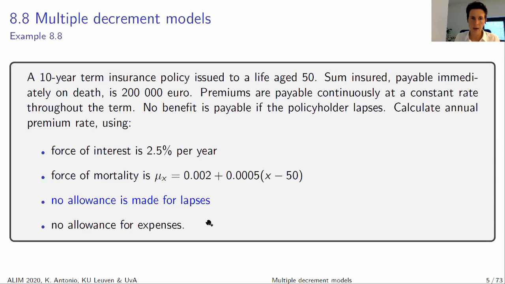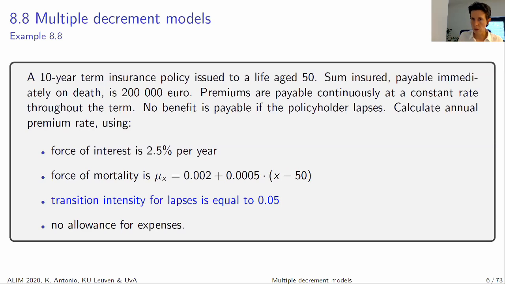If I go to the second half of my exercise, then I will see that there is a certain transition intensity for lapses given. And in this case, it's equal to a constant 5%. So here I need to design my model in such a way that I can take both the transitions from alive to dead into account, as well as the transitions from alive to the lapsed state. And of course, the whole idea of the exercise is to see what the impact is of allowing for such lapses. So I suggest we do this together as a warming up exercise.